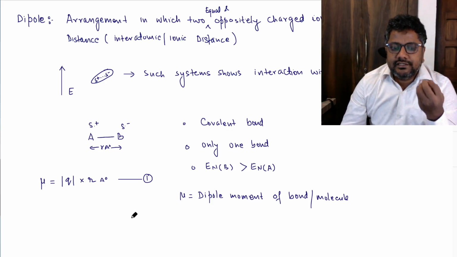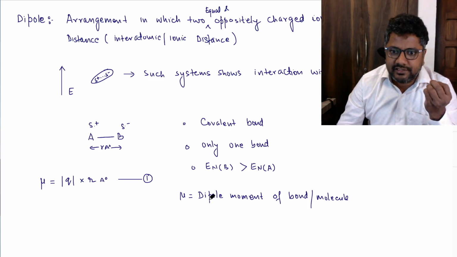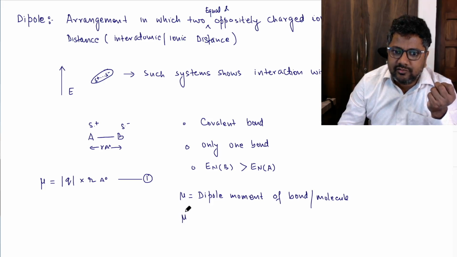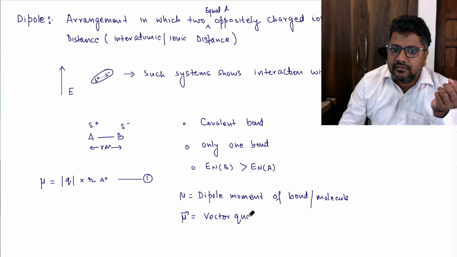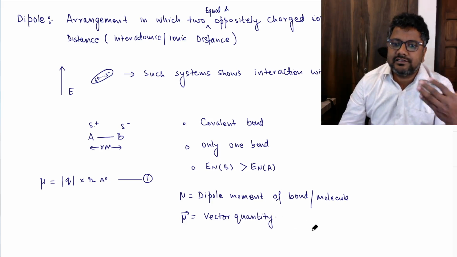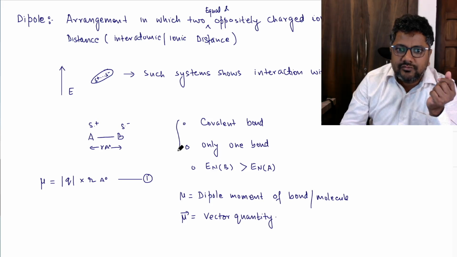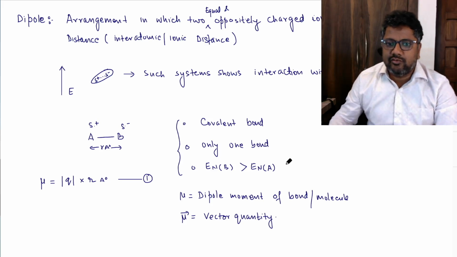See, this dipole moment is basically a vector quantity. What is the feature of this? Dipole moment is a vector quantity, which means it has magnitude as well as direction. So what is the normal direction of this dipole moment?